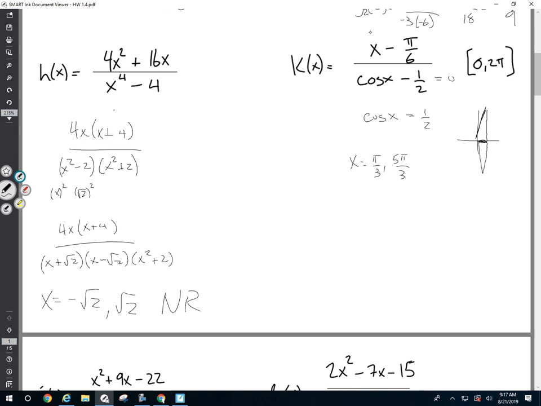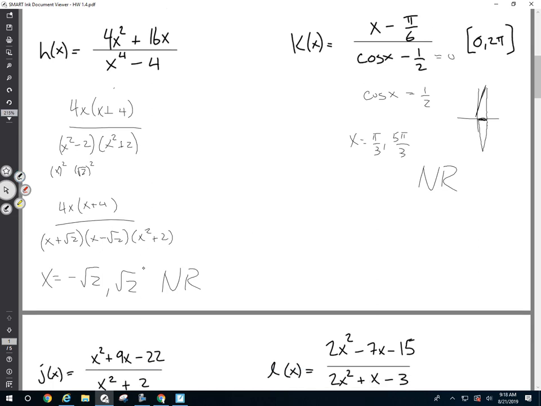None of these things cancel. Nothing will simplify itself. So these are both non-removable, vertical asymptotes.